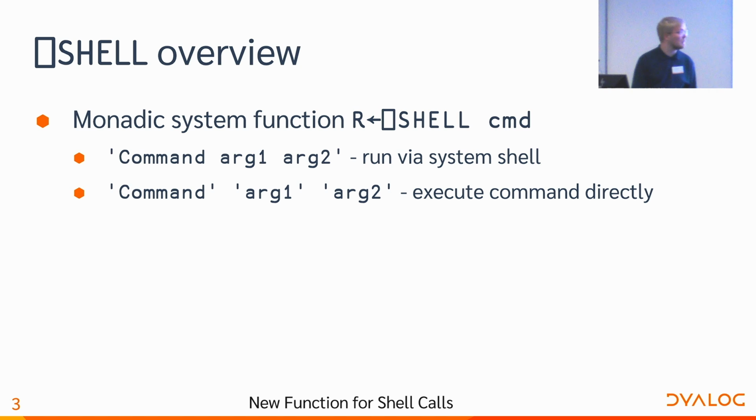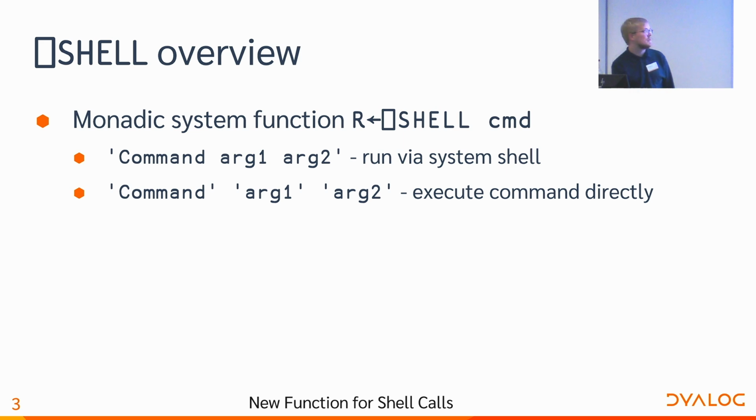Just to give an overview, it's a monadic system function just like quad SH. It takes a command as its right argument, and there are two ways to specify this command. One is just as a character vector, and the contents of that would be run by the system shell. That's bin sh on all the non-Windows systems, and PowerShell I think we chose for Windows. And you can change this if you want.